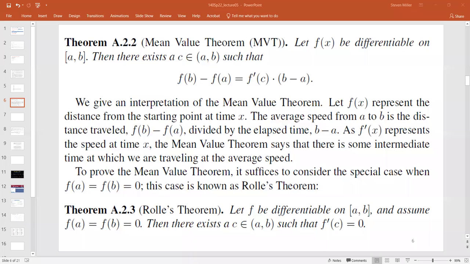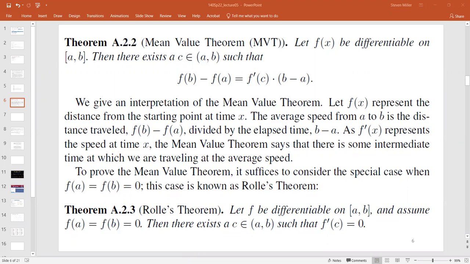The mean value theorem. So here's the mean value theorem. And what it basically says is, imagine you have a function that's continuous and differentiable.